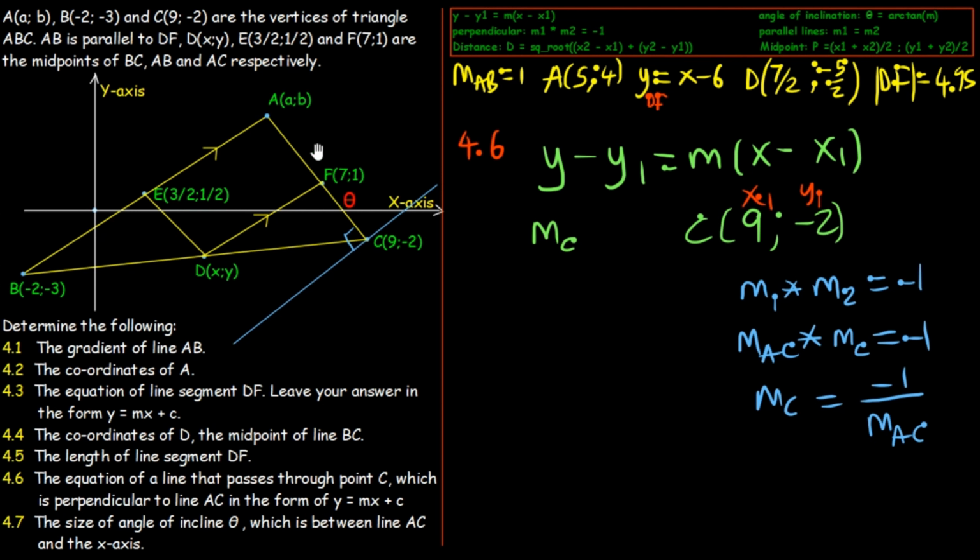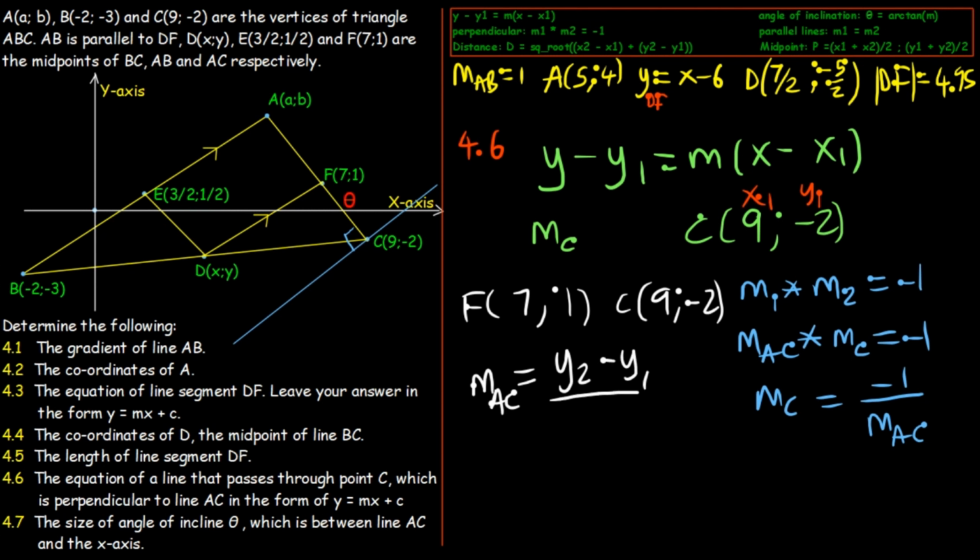To calculate the gradient of line AC, we need 2 points along this line. You can use A and C, or F and C, or A and F. Just up to you. So let's just stick with F and C. All right. And the formula to calculate our gradient of line AC is equal to y2 minus y1 over x2 minus x1. Alright, so we need to determine which is our x1, y1 coordinate as well as our x2, y2 coordinate, and we already determined it.